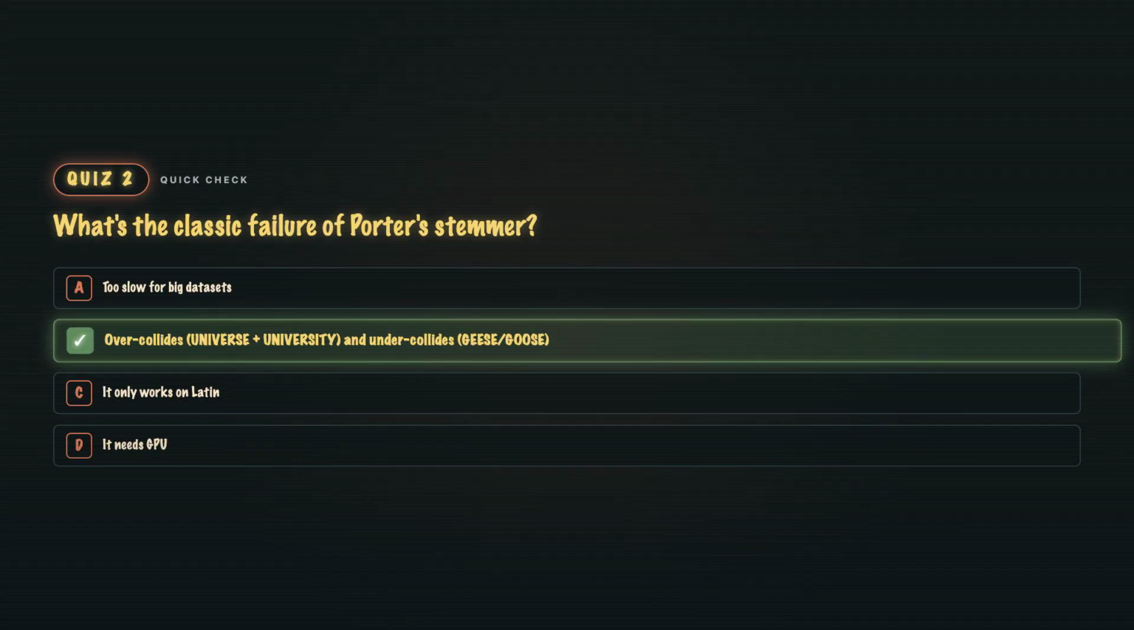B. Both directions fail. Universe and university collapse into univers. Geese and goose don't. The rules chop suffixes but don't understand roots. That's the price of not using a dictionary.